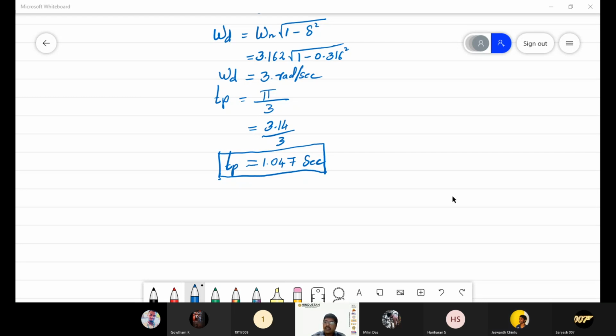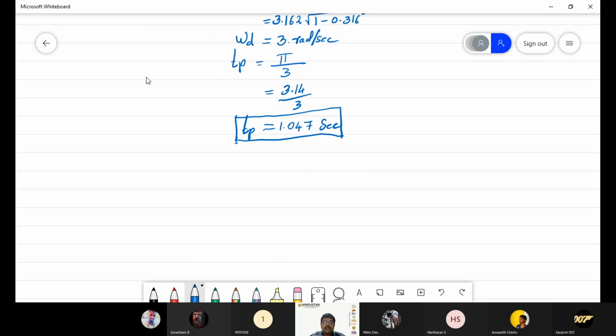Then we will find the rise time. Till now we have seen the peak time. Then we are going to see the rise time, because they asked for the time domain specifications. We need to find all of them. The rise time is represented by t suffix r. The rise time tr is equal to, anybody know the formula? We derived it already. Pi minus theta divided by, I hope this is the formula we have already.